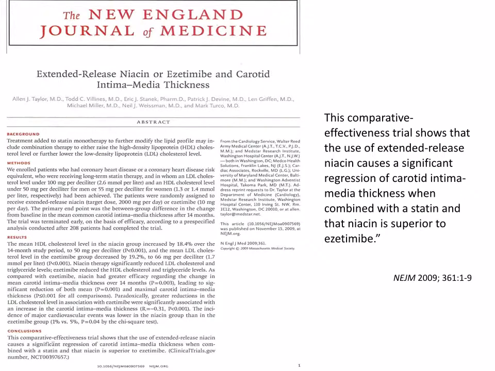This comparative effectiveness trial from the New England Journal of Medicine in 2009 shows that the use of extended-release niacin causes a significant regression of carotid intima media thickness when combined with a statin, and that niacin is superior to a cholesterol-blocking medication.